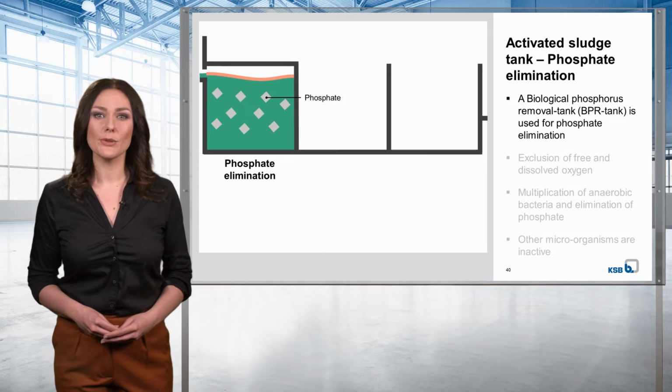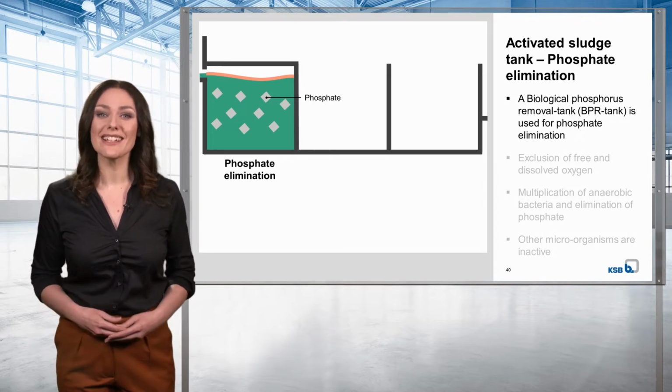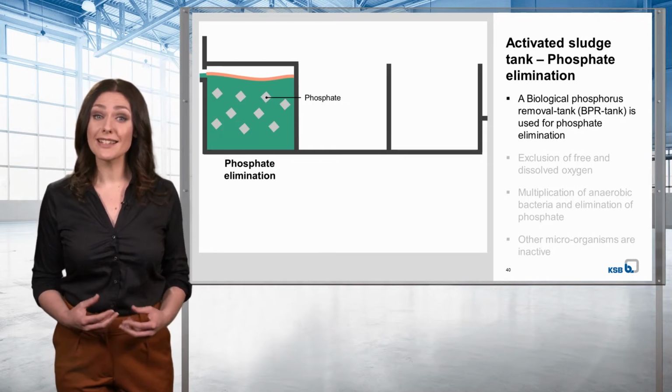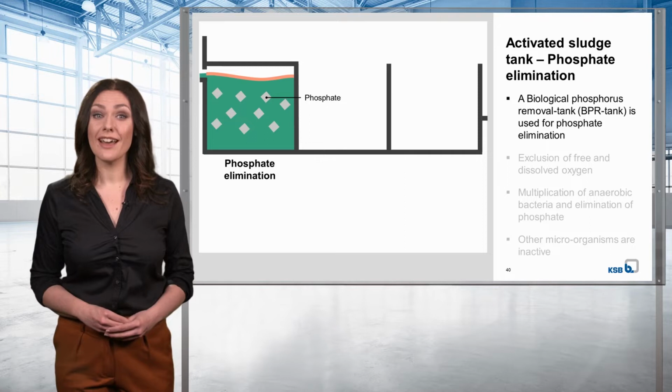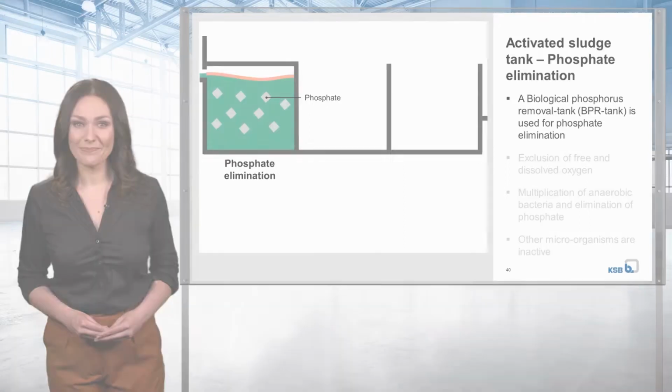Not all plants use a separate phosphate elimination stage, as this process can also take place naturally. The trend is for modern plants to increasingly use phosphate precipitation instead of elimination. But let's get back to phosphate elimination.